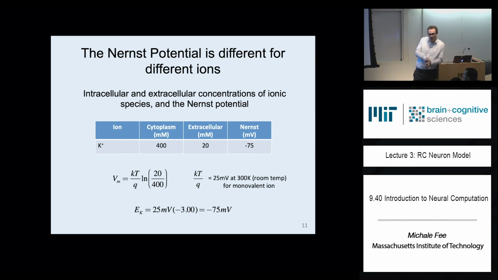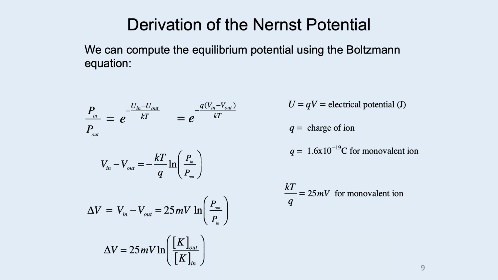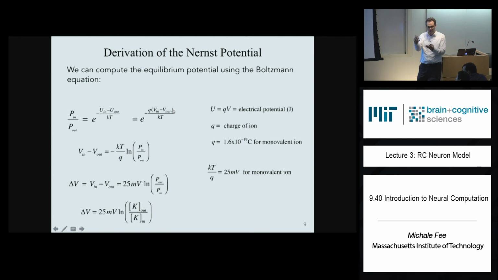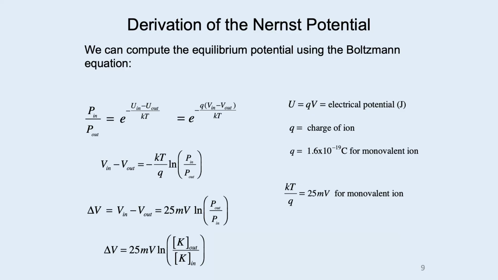From the previous slide? Yep, so if you think about the probability of finding a potassium ion inside of a cell and finding a potassium ion outside of the cell, the ratio of probabilities is going to be proportional to the ratio of concentrations. Does that make sense?